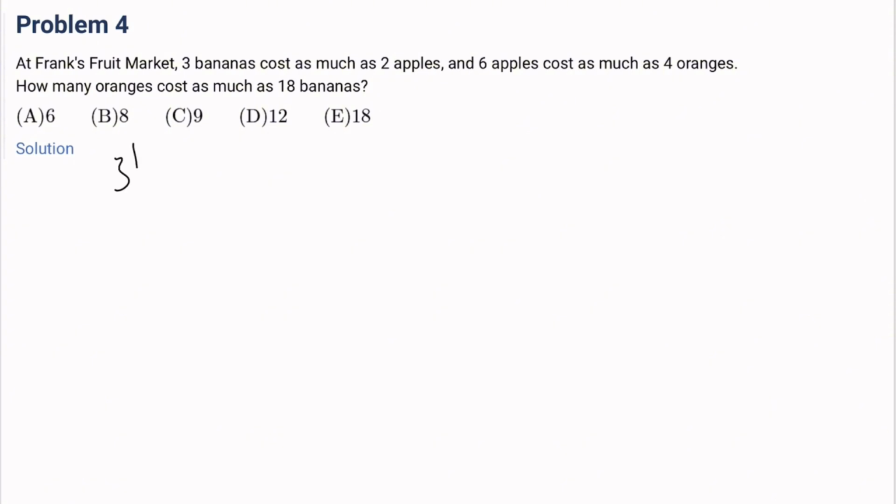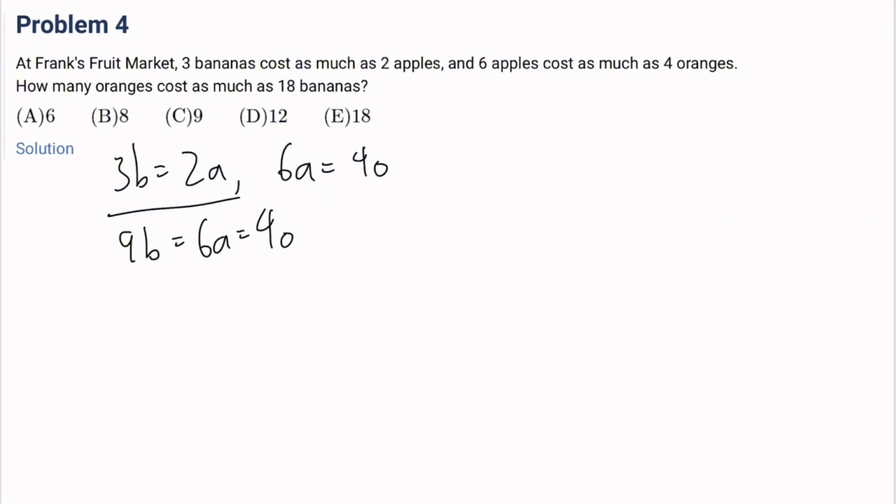Okay, so 3 bananas equals 2 apples, and 6 apples equals 4 oranges, right? And so 9 bananas is 6 apples, which equals 4 oranges. So we can see that 9 bananas equals 4 oranges. And so we want 18 bananas. So 18 bananas equals 8 oranges. Right, so it's 8 oranges. The answer is 8. It's B.